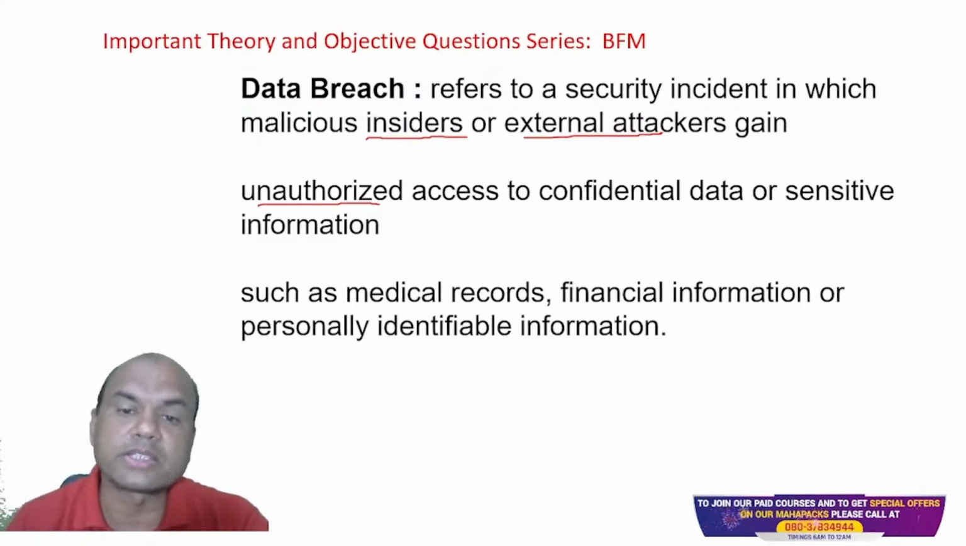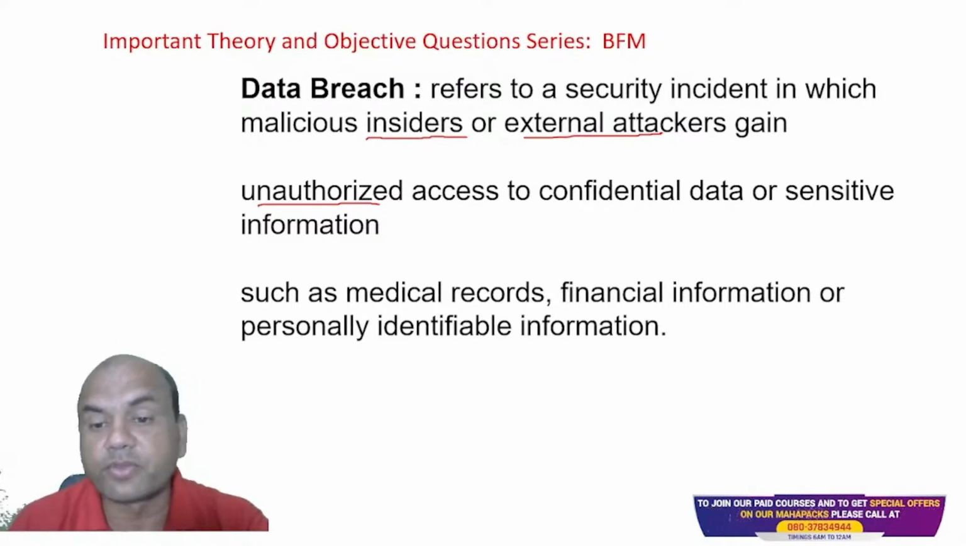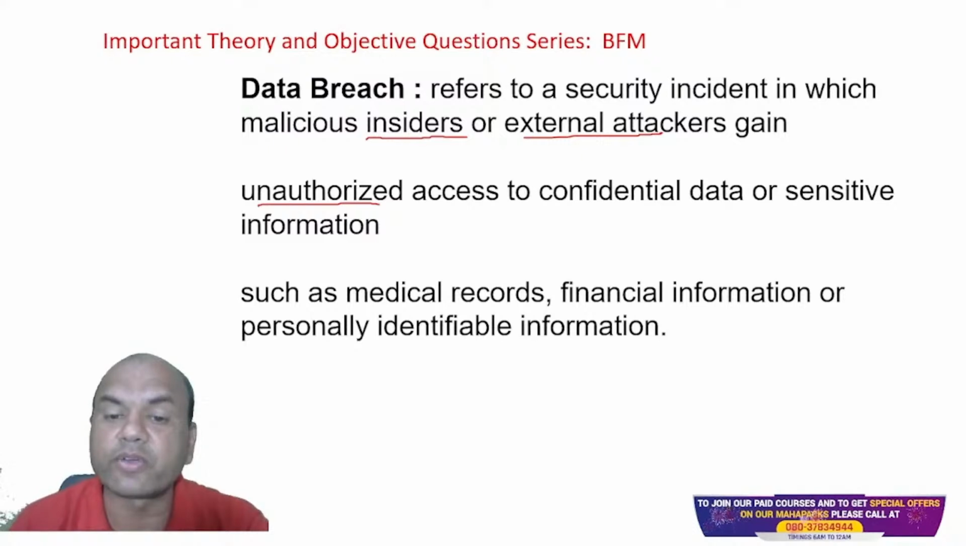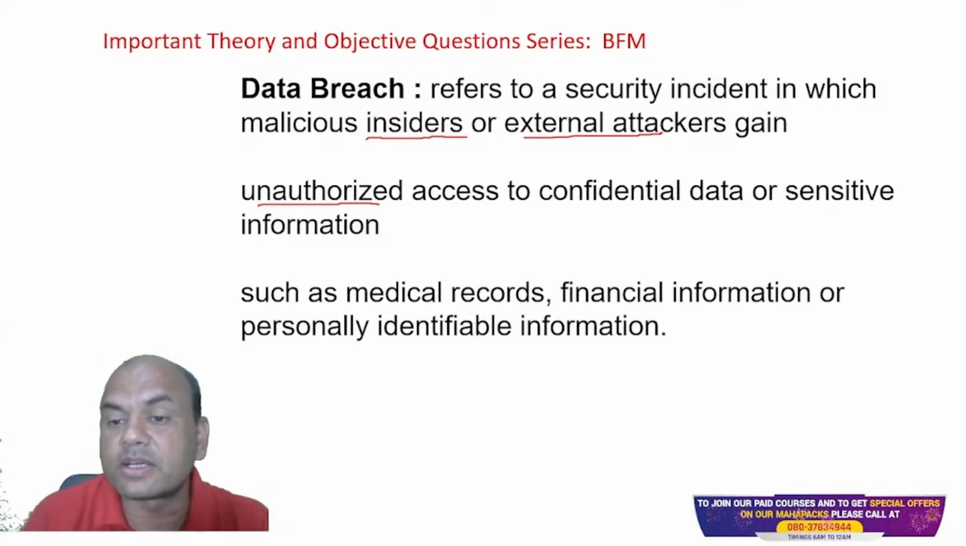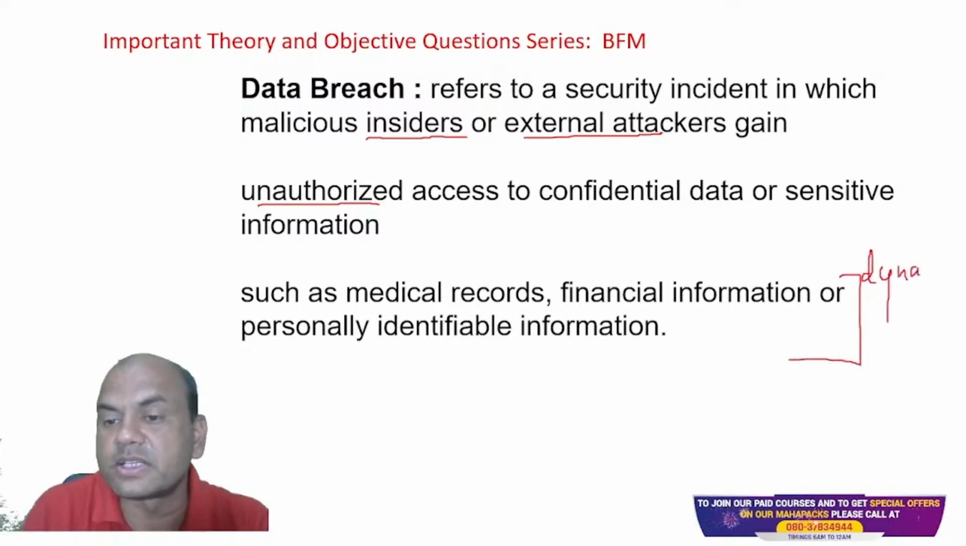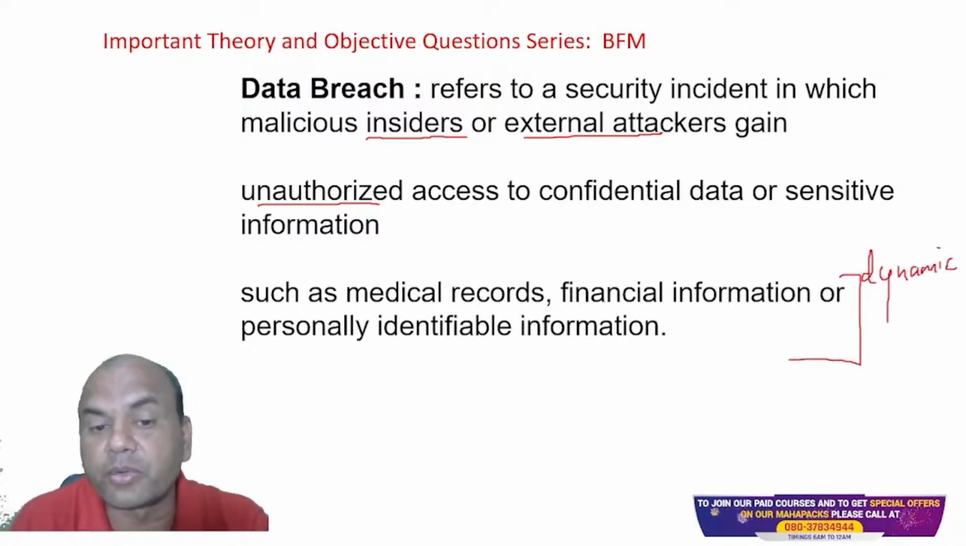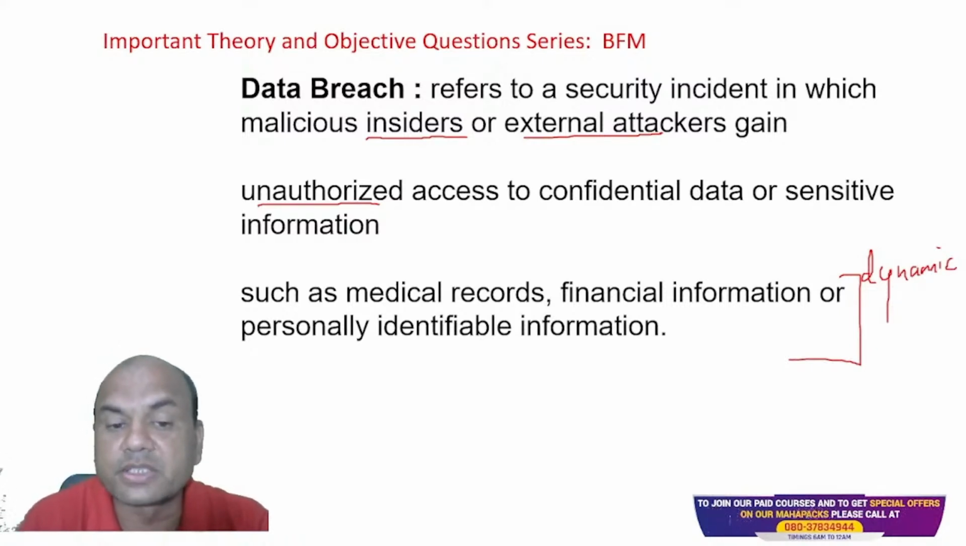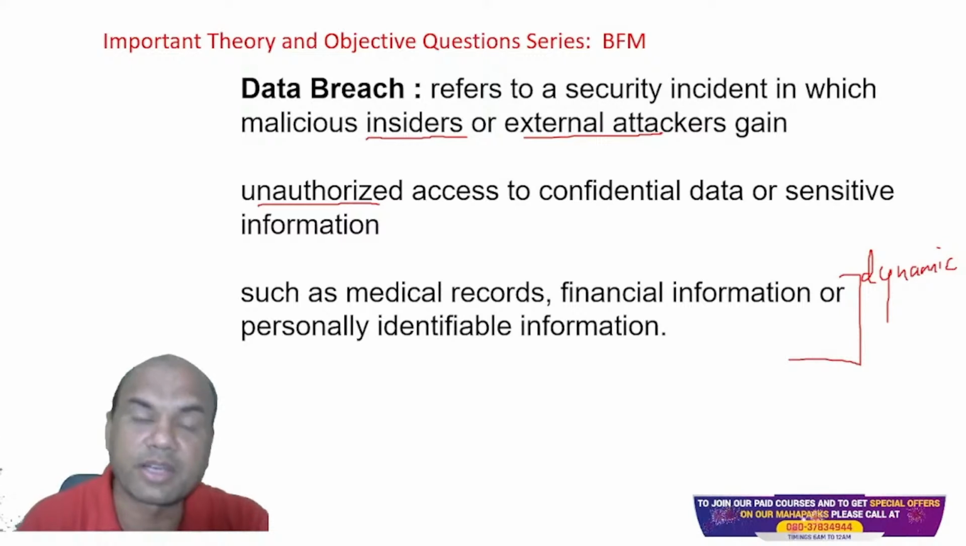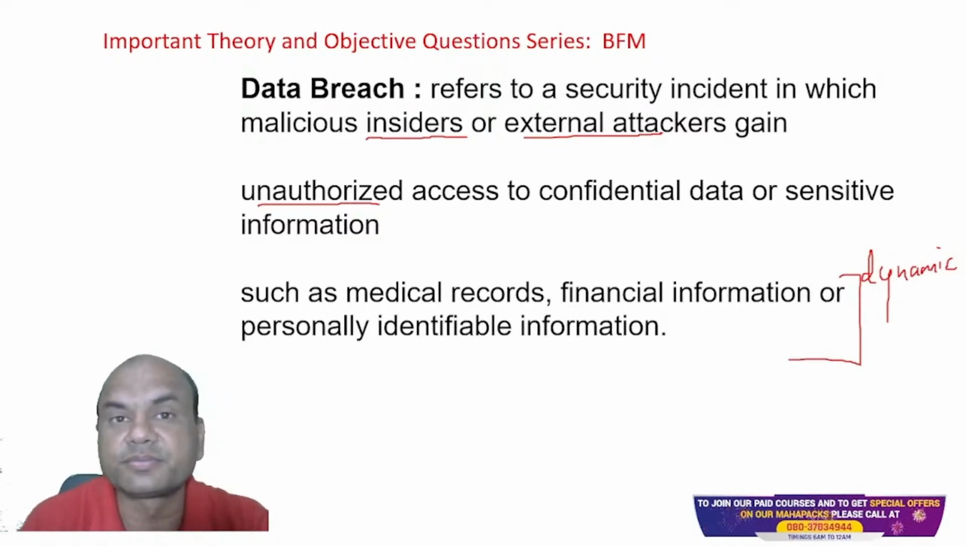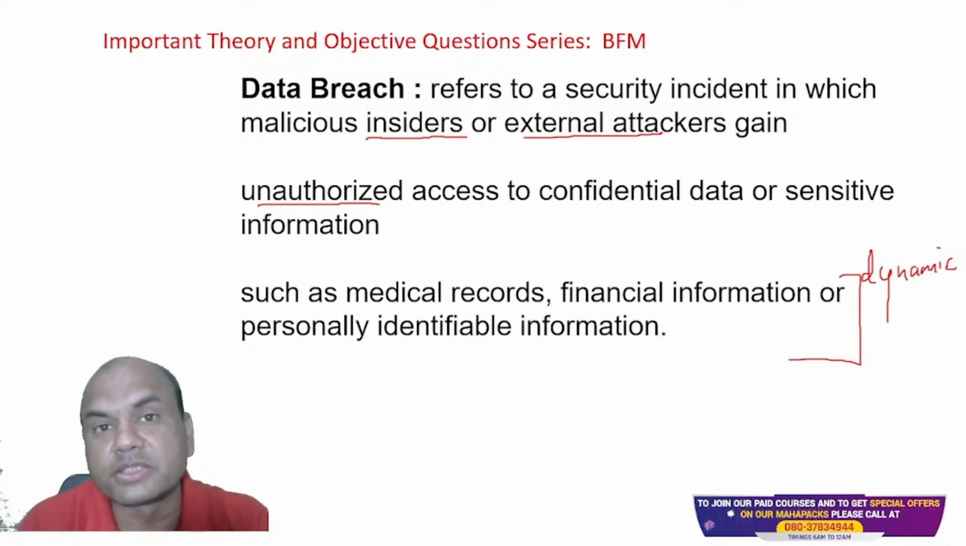So unauthorized access to confidential data or sensitive information, such as medical reports, financial information, or personally identifiable information. Medical reports, sure, that's what I said. These all things are dynamic, right? Dynamic means they go on changing. Medical reports go on changing. Financial information changes. Personally identifiable information too. So these are all changing things. Mainly the access to this is required by the companies so that they can sell various products to you.